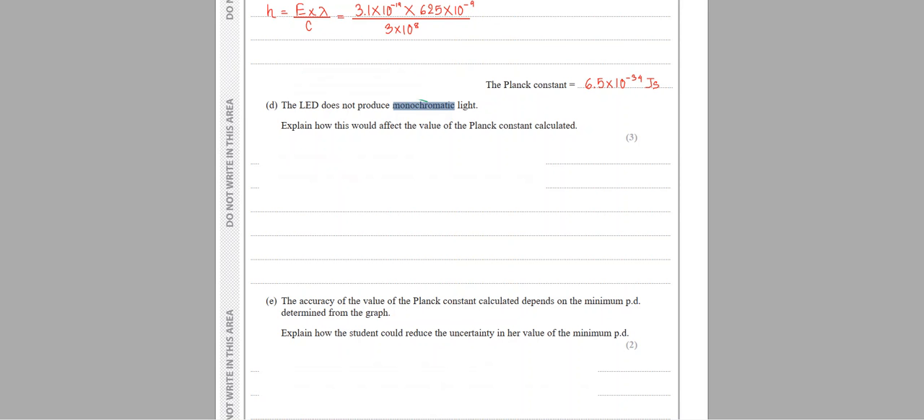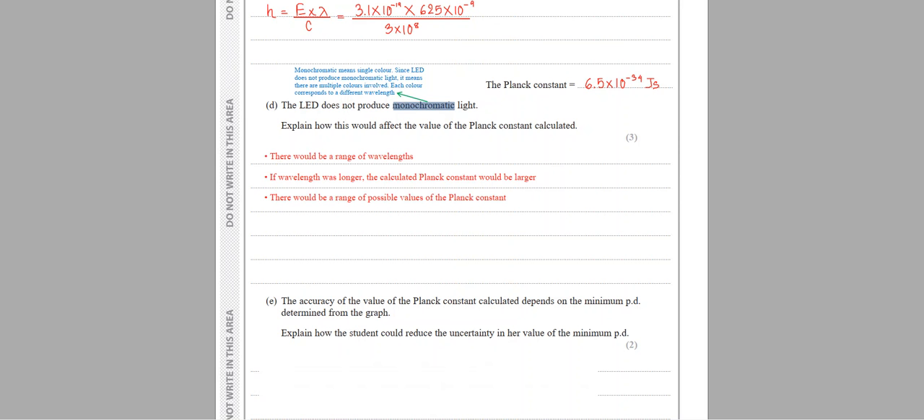For example, the light that a laser produces, that's monochromatic. But a flashlight of your phone produces a white light that is not monochromatic. So monochromatic means single color. Since LED does not produce monochromatic light, it means that there are multiple colors involved. Each color corresponds to a different wavelength. So there would be a range of wavelengths.